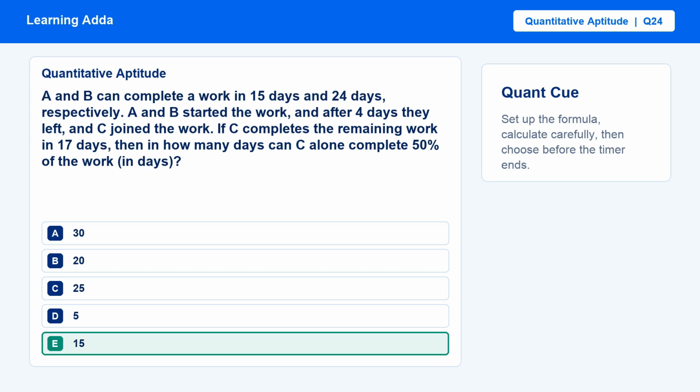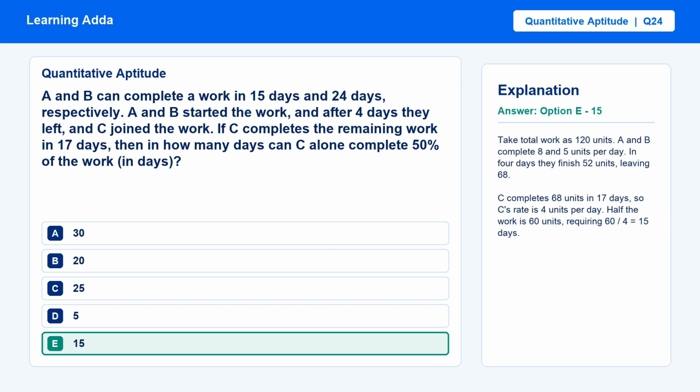The answer is option E, 15. Take total work as 120 units. A and B complete 8 and 5 units per day. In 4 days they finish 52 units, leaving 68. C completes 68 units in 17 days, so C's rate is 4 units per day. Half the work is 60 units, requiring 60 divided by 4 equals 15 days.